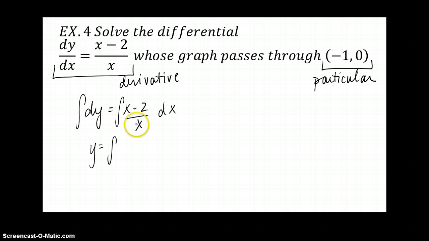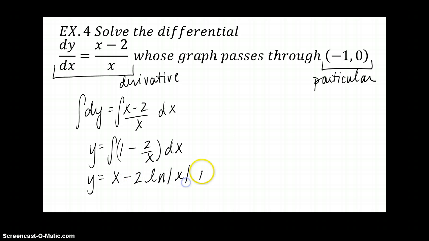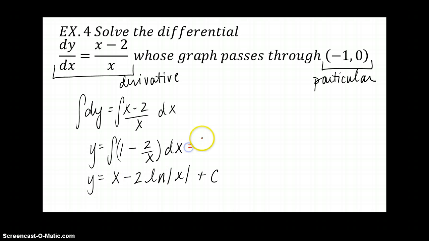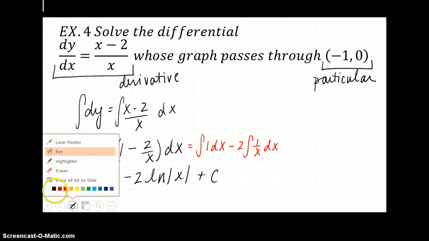I'm going to split this integral up by dividing both terms of the numerator by x. x divided by x is 1, minus 2 over x. Okay, the antiderivative of 1 is x, minus 2 natural log of the absolute value of x, plus c. Where did this answer come from? If I look at this as the antiderivative of 1 minus 2 times the antiderivative of 1 over x dx, -2 is just a coefficient that can be brought out front of the integral, and then I'm integrating 1 over x, which is natural log of the absolute value of x.